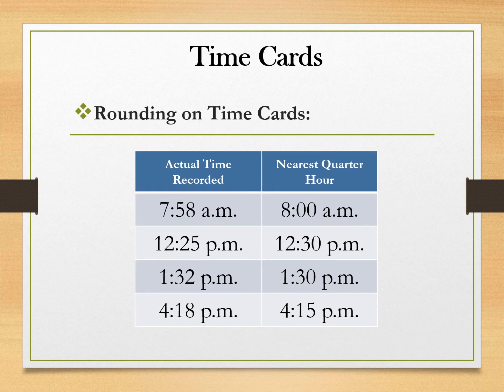Let's look at an example of rounding on a time card. If you have an actual time recorded as 7:58, the nearest quarter hour is 8 o'clock. If you have an actual time recorded at 12:25, the nearest quarter hour is 12:30. If you have an actual time recorded of 1:32, the nearest quarter hour would be 1:30. If you have an actual time recorded of 4:18, the nearest quarter hour will be 4:15.